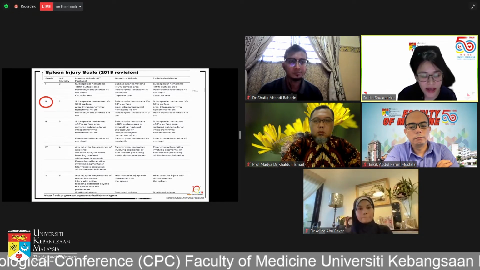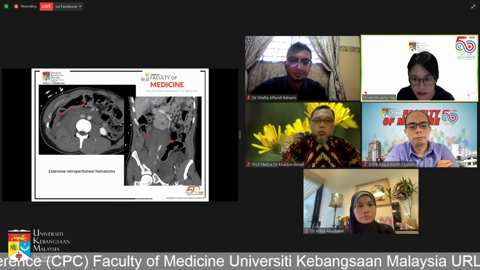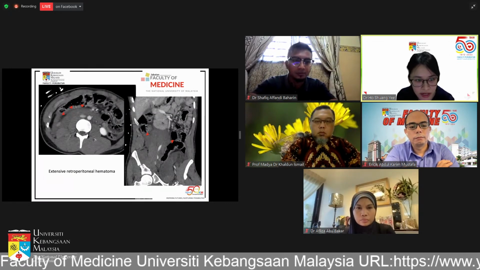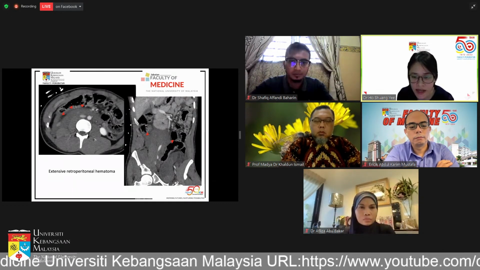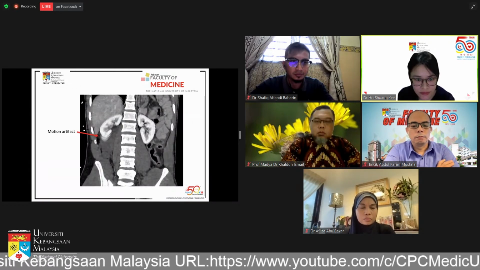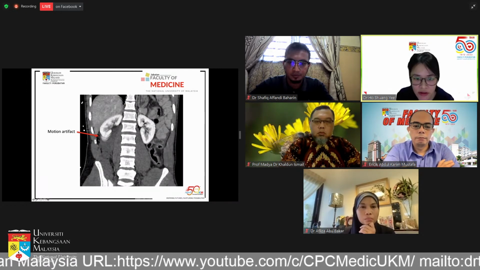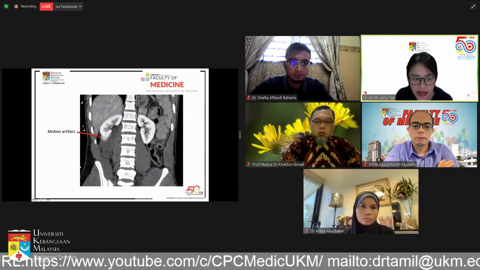I won't be going into detail on this grading system. Anyone who is interested can go to the website to have a look. So subsequently, I'm showing this axial and coronal view. We can see there's an extensive retroperitoneal hematoma extending from the pelvis all the way to the abdomen region. And we also see some hematoma around the paranephric region over the right side.